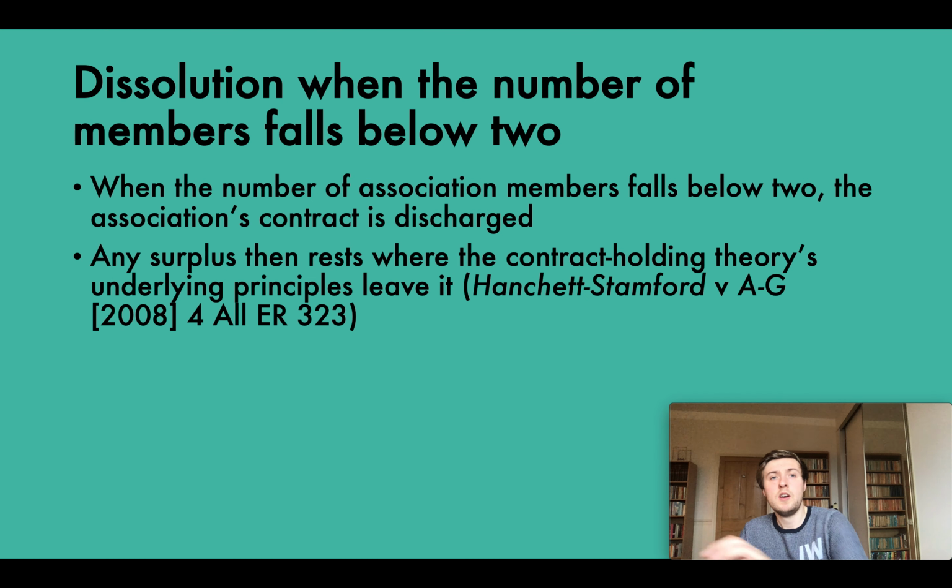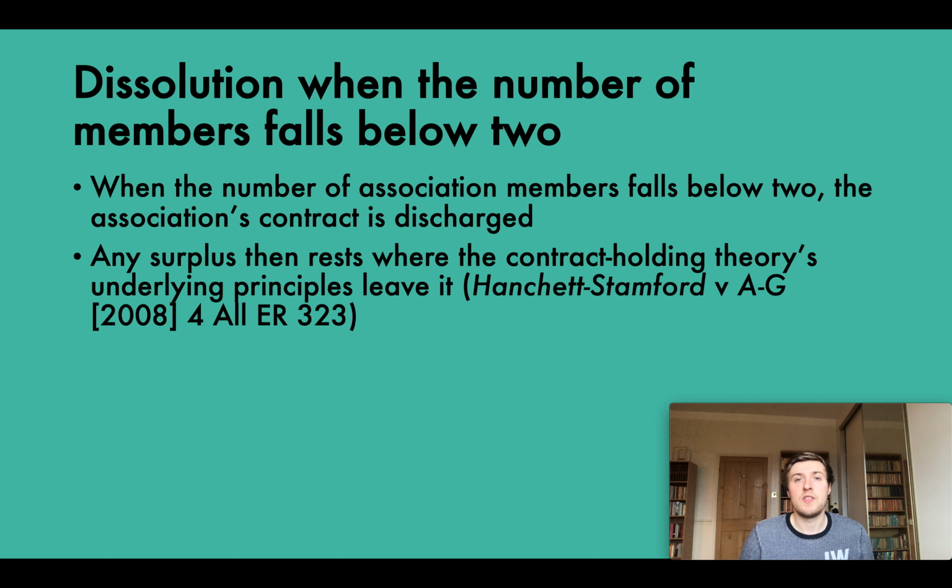Okay, so dissolution when the number of members falls below 2. When the number of association members falls below 2, the association's contract is discharged. So the approach is slightly different when dissolution occurs because the number of association's members falls below 2. Under the standard position, as we just looked at, there is a presupposition that the association's dissolution does not bring its contractual rules to an end. So it is for that reason that any express terms in the contract will govern how funds are to be directed in the event of a dissolution.